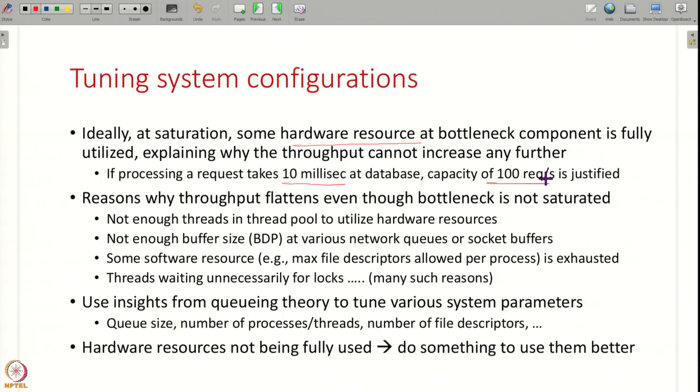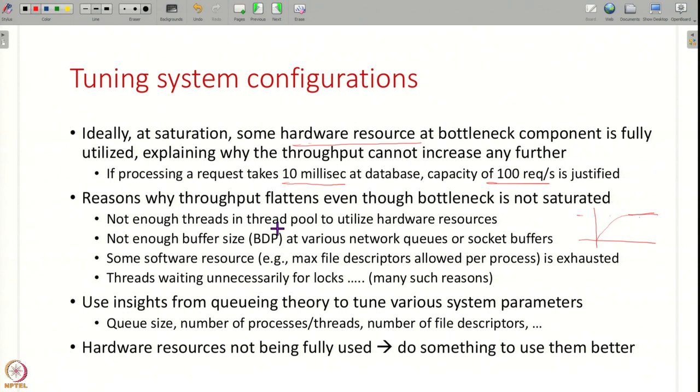is not justified. But if you measure your database's throughput and it is flattening at only 50 requests per second, and the CPU is also not fully utilized, then you know that something is wrong. This is not correct behavior. This could be happening for many reasons. For example, you do not have enough threads in your thread pool. We have seen this, right? If there are not enough threads in your thread pool, all threads are somehow waiting for IO, your CPU is idle. In such cases, your bottleneck CPU utilization will be low, your throughput will be low, and that is not the correct capacity you are measuring.